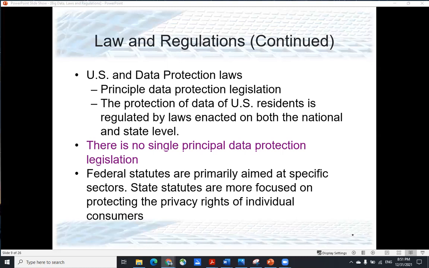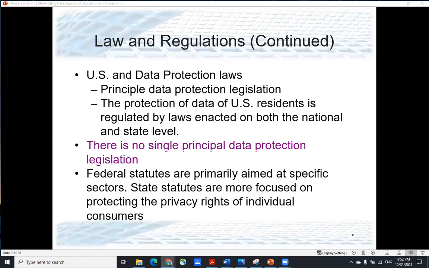Basically, in the United States, there are federal laws that apply to all individuals within the United States, but then you also have state laws as well. So it's a little bit different than GDPR. There is no single principal data protection legislation in the United States, like the GDPR, for example. But you have hundreds of laws enacted on a federal and a state level to protect the personal data of U.S. residents. And again, we're talking about U.S. residents, not U.S. citizens.